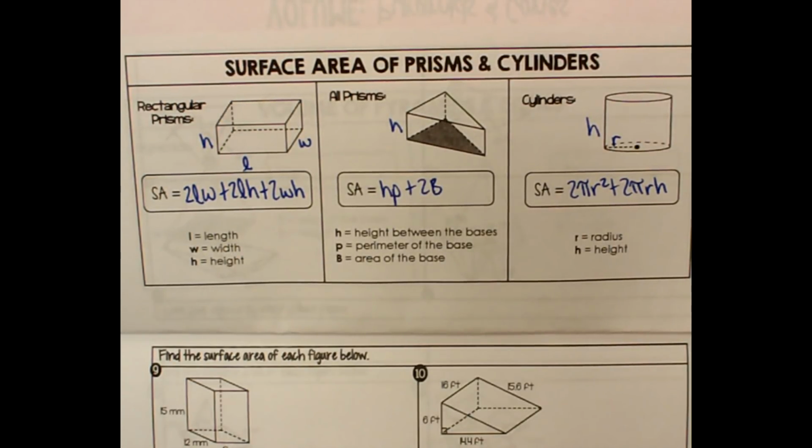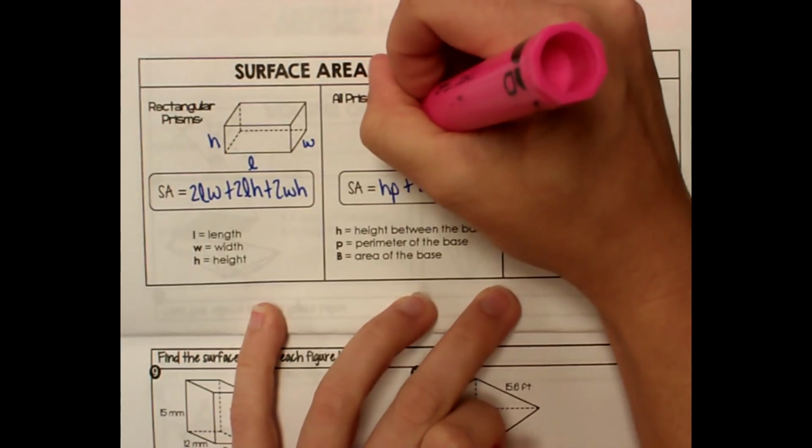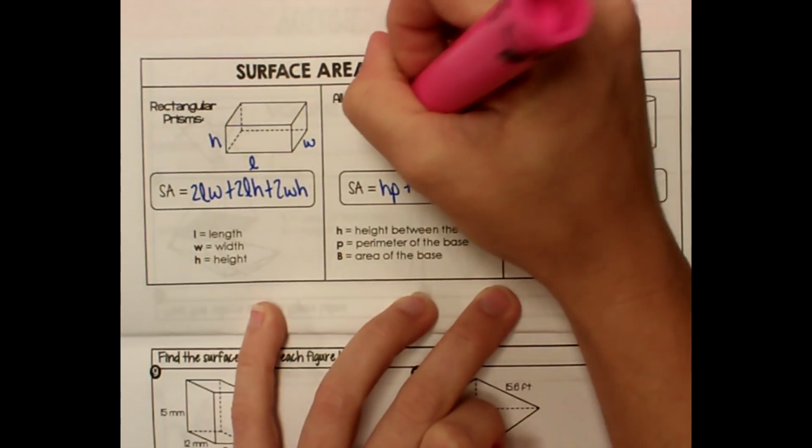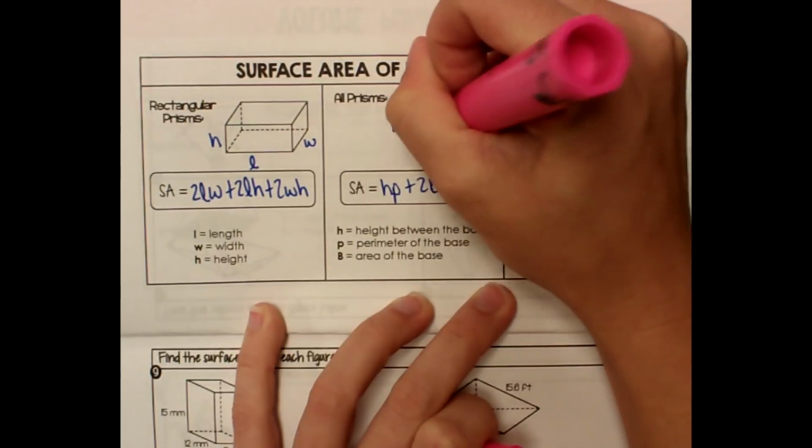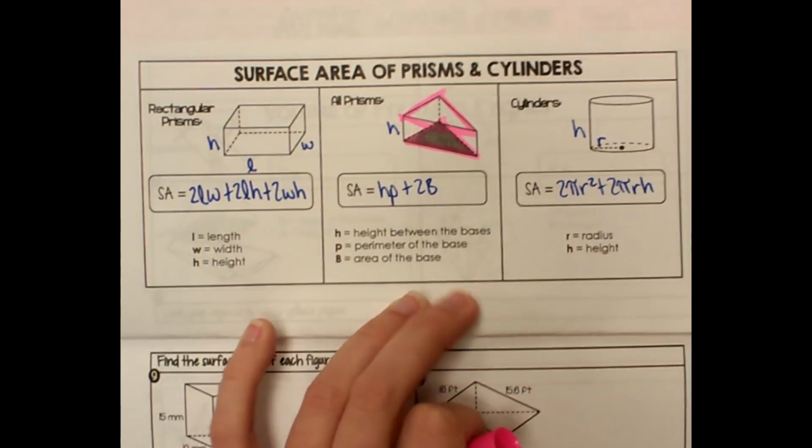So what's important to remember with prisms is that your base is the two congruent sides. In this case, this one is a triangle. They have to be congruent and they have to be parallel.